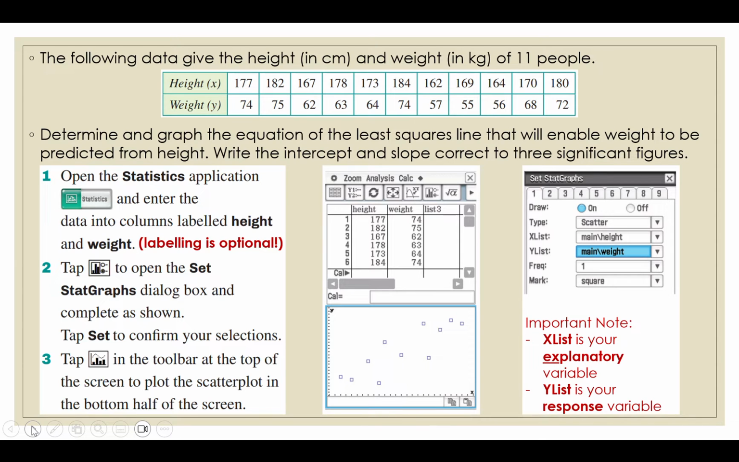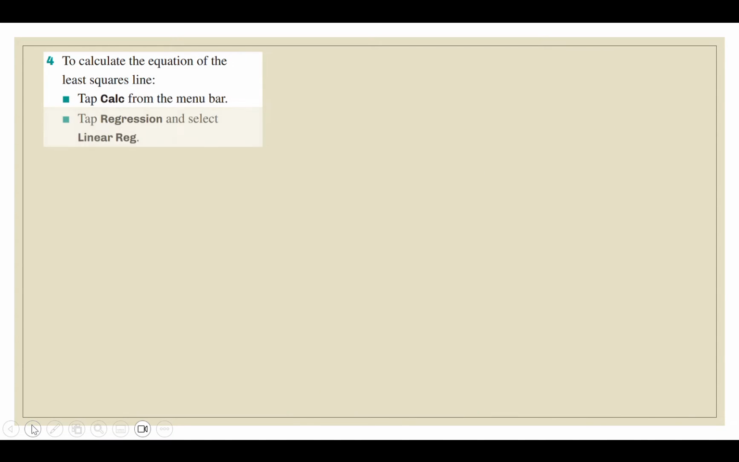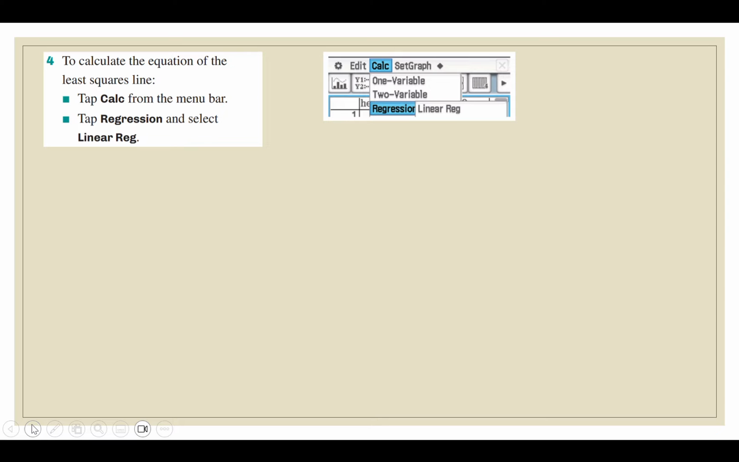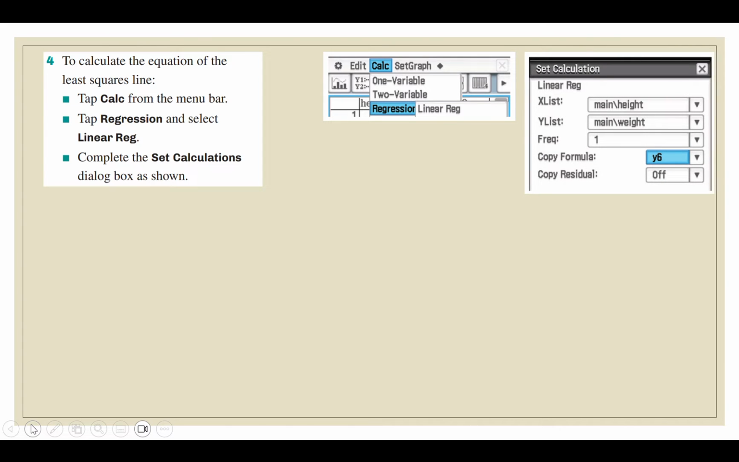So what we want to now do is go to Calc, Regression, and Linear Regression. All right, and as you do that, we then started last week to get into the habit of copying the formula into y1, or in this case it's showing y6. It shouldn't actually matter. And the residual, I sometimes would then start to turn that to list 3.